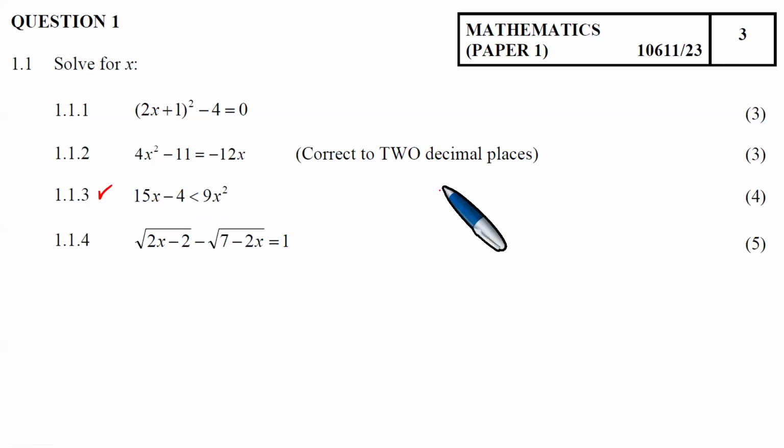Okay, please try 1.1.3. 1.1.3 is 15x minus 4 is less than 9x squared. Please try this question. Let me know when you're done, and then we shall do the corrections together. Try it there in your book. I'm giving you like 2 minutes. When you're done, let me know.